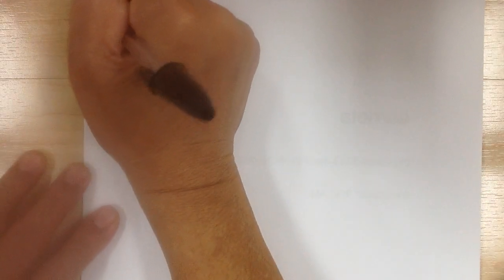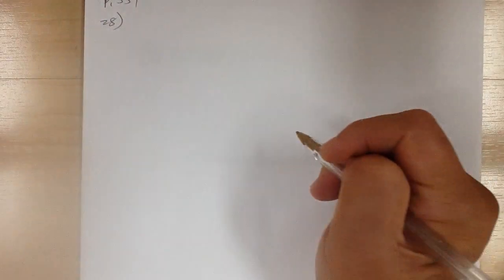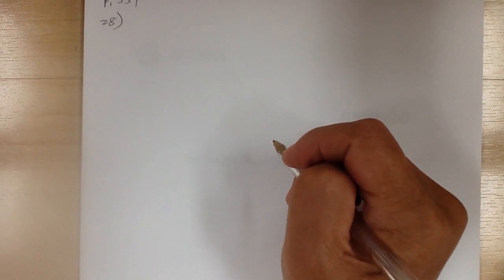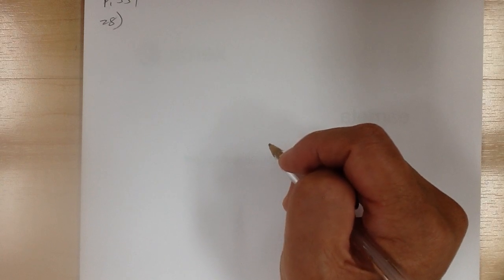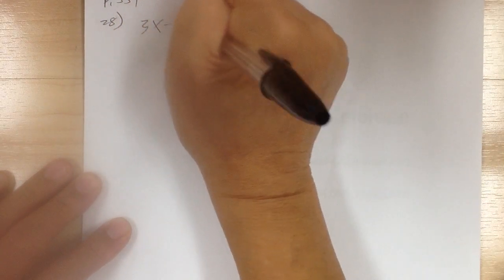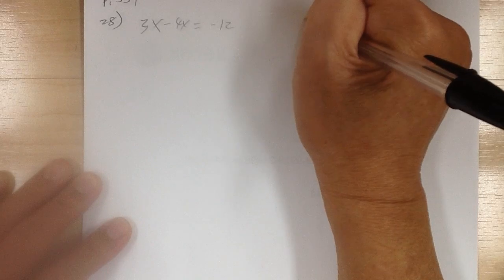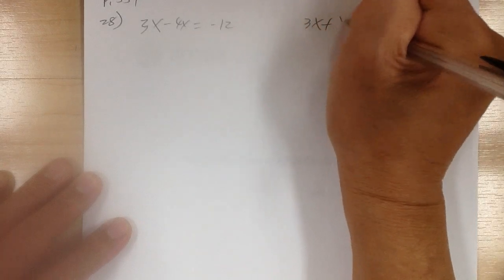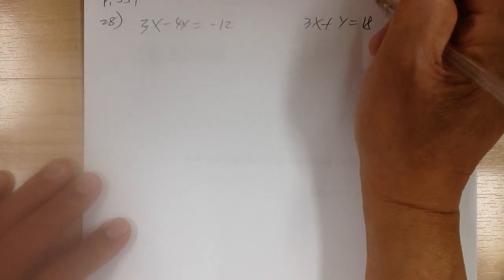Okay, next one. A, graph the two lines on the same set of axes. Name the ordered pair corresponding to the point where the two lines intersect. So you got two equations. You got 3x minus 4y equal to -12, and you have 3x plus y equal to 18.